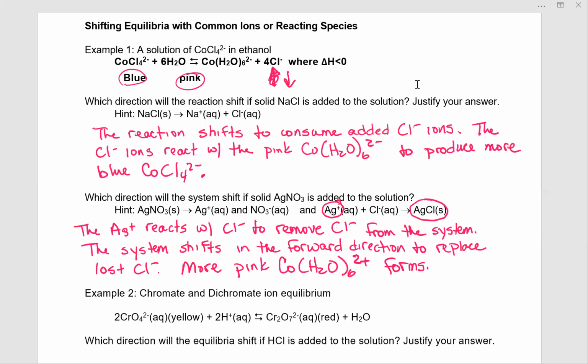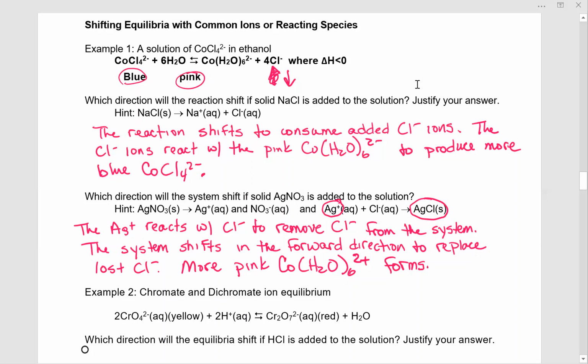So in this case, we should see the solution go from kind of a purplish color if we had a mix. It's right up here. Mix would be purple, to more of a pink color.